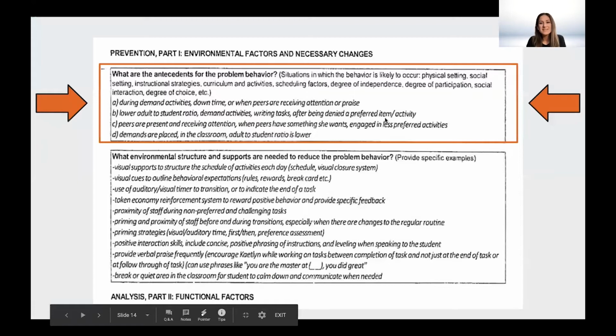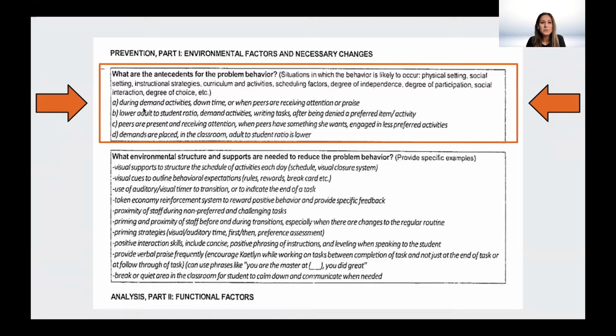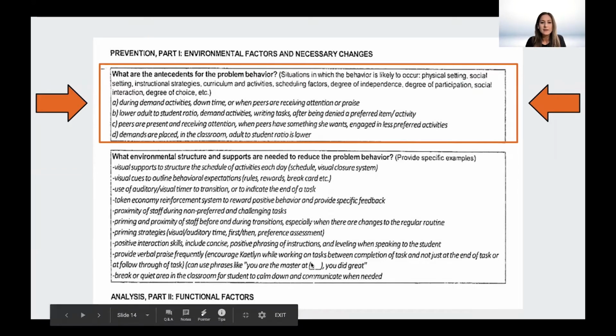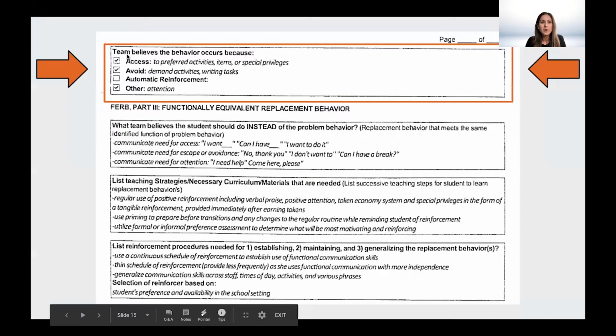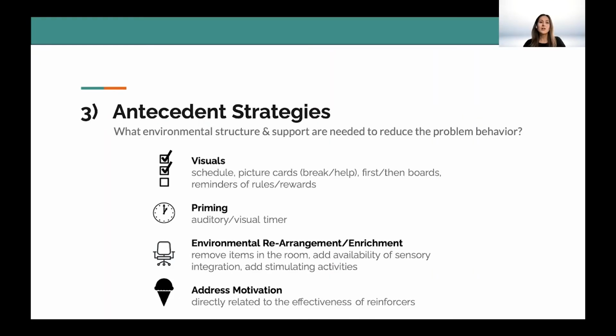And this is a section in the IEP where you will see the specific antecedent of the problem behavior and as well a check mark of the different functions of the behavior. Component number 3, antecedent strategy. So here we're going to list what environmental structures and supports are needed to reduce that problem behavior.